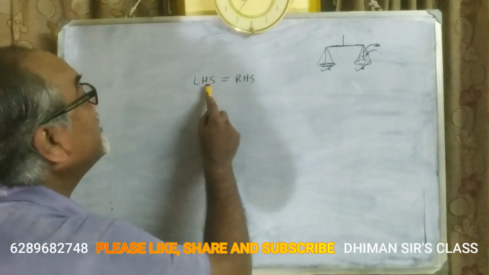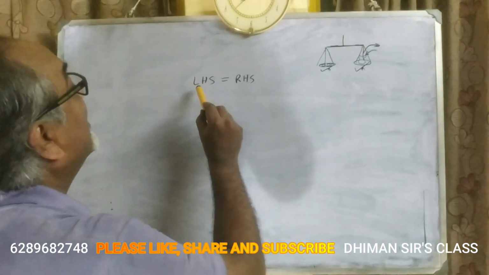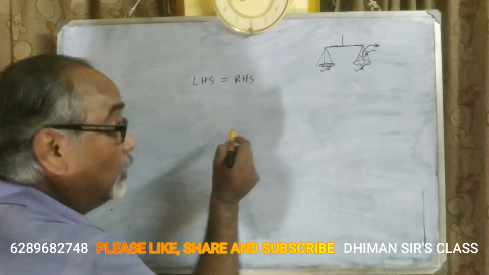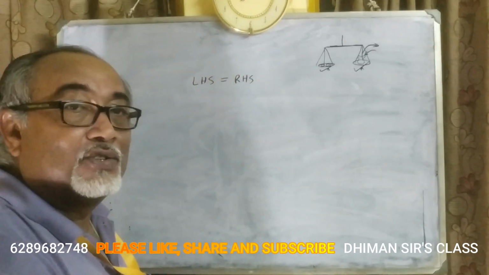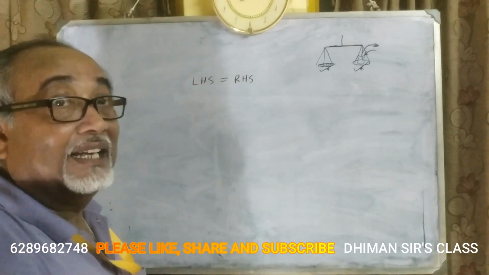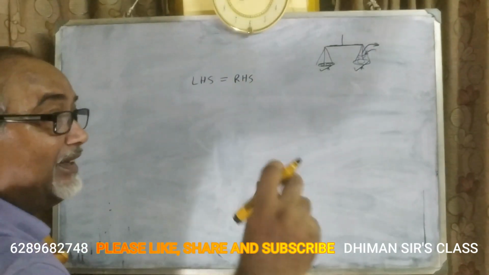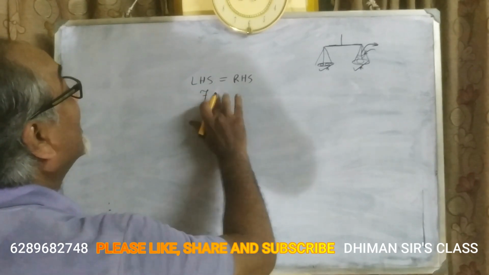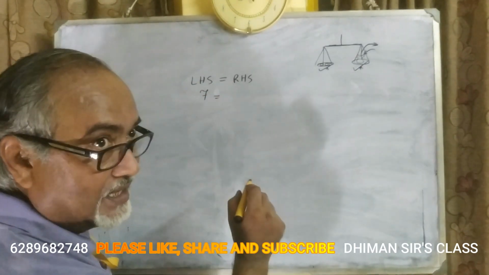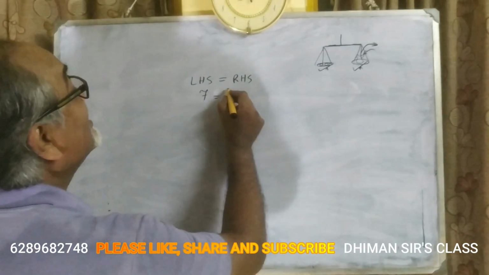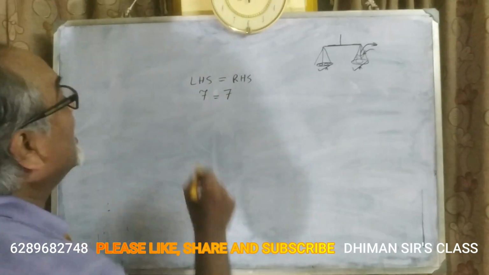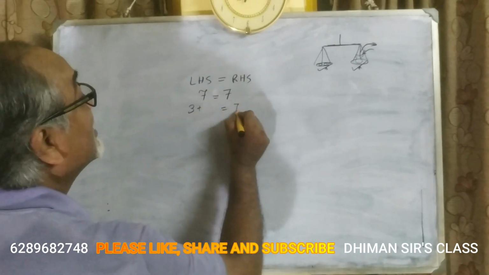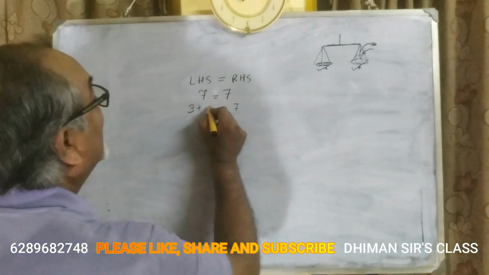Same thing we have to do here. Something we have to do in algebra through this left hand side and right hand side so that both are equal. Suppose, for example, I will take a very simple one. We know 7 is equal to, can it be 8 or can it be 6? No, 7 is equal to 7, of course. Now if I say 3 plus how much is equal to 7? Of course you will say, sir, 3 plus 4 is equal to 7.